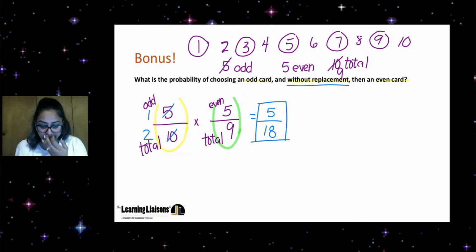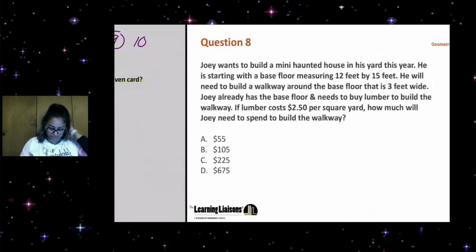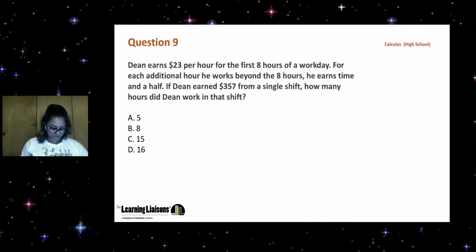All right. The next question is a little too long, so let's skip to number 9. Number 9's a little easier. It is definitely not a calculus problem. I apologize. So it says that Dean earns $23 per hour for the first 8 hours of a work day. For each additional hour he works beyond the 8 hours, he earns time and a half. So that's key to know. Time and a half, and this is his original for the first 8 hours. Then they tell us how much he made on his paycheck.